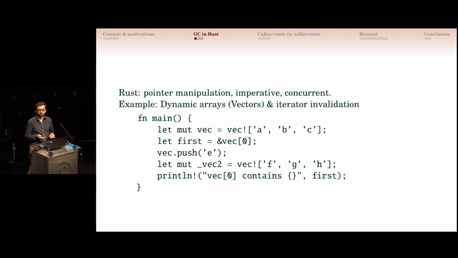So here is an example of a program where I allocate a vector of 3 elements. I get a reference to the first element. I push an element to the vector. This will reallocate the vector. And then I declare a second vector. And I try to see what is inside the reference. If I do that in C++, it will print the first element of the second vector, which has no meaning whatsoever related to the program I have just written.